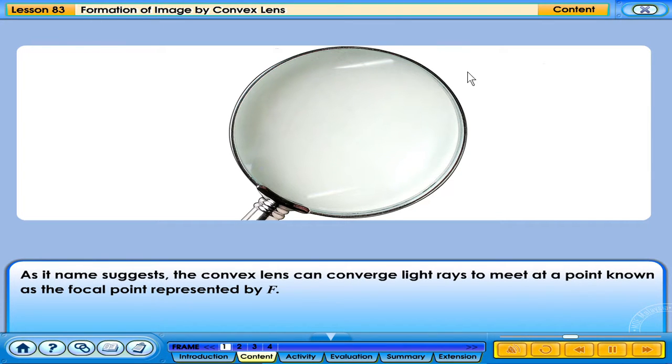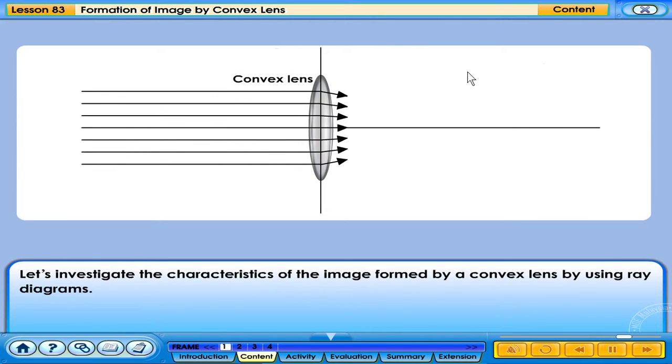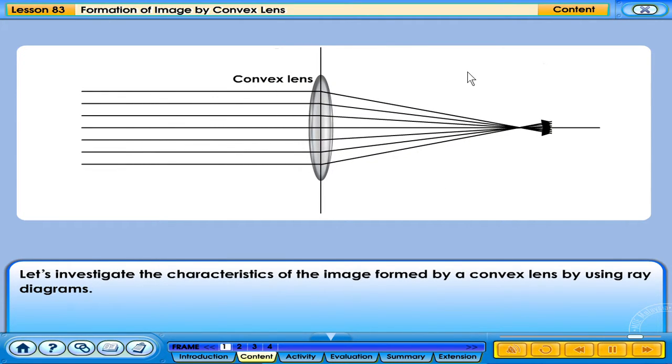As its name suggests, the convex lens can converge light rays to meet at a point known as the focal point, represented by F. Let's investigate the characteristics of the image formed by a convex lens by using ray diagrams.